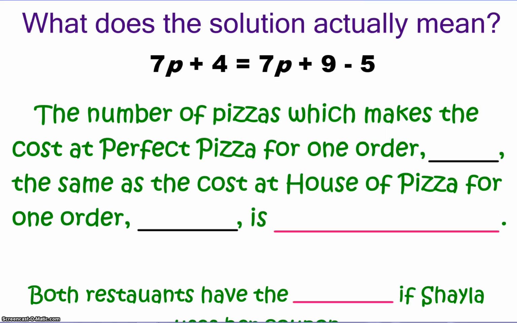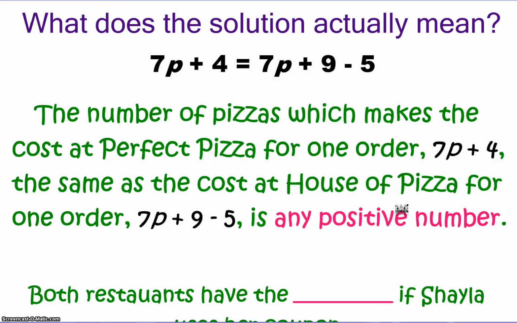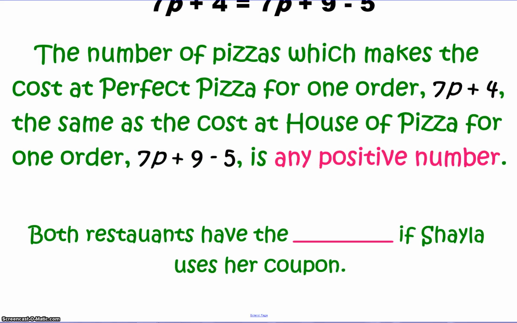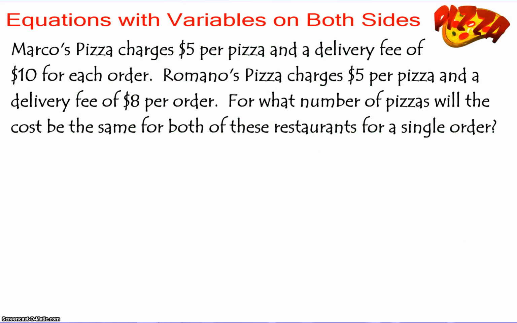So let's talk about what this means. The number of pizzas which makes the cost at Perfect Pizza for one order, which is 7p plus 4, the same as the cost at House of Pizza for one order, which is 7p plus 9 minus 5, is any positive number. Both restaurants have the same deal if Shayla uses her coupon. Okay? Let's do our next example.